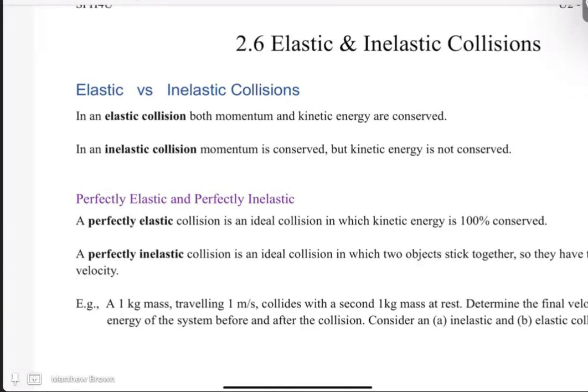You can almost picture two tennis balls or something like that. There's no permanent damage to either of them. Versus an inelastic collision, in which momentum is conserved, because as I said, when we studied momentum, it is always conserved, even if energy is not, which makes it really helpful. But for an inelastic collision, kinetic energy is not conserved.